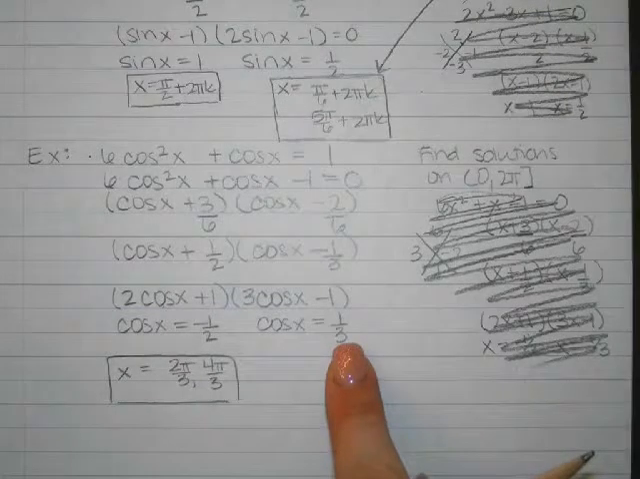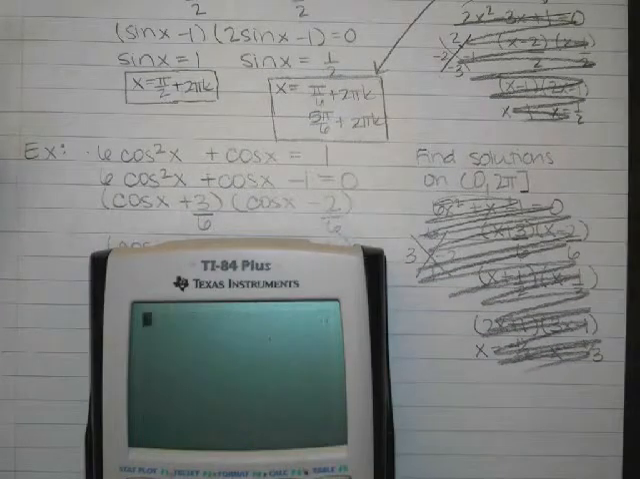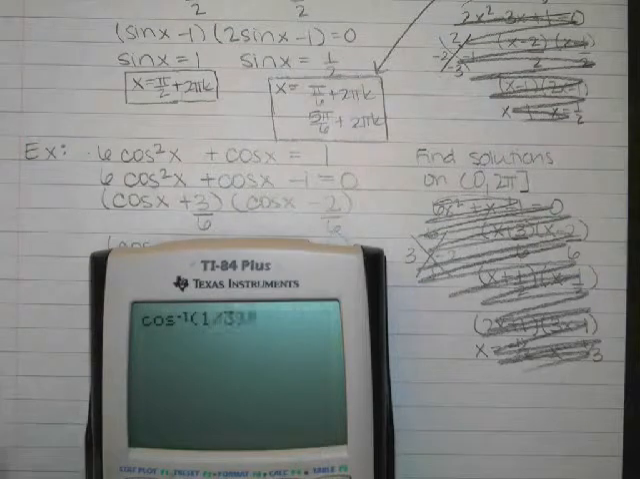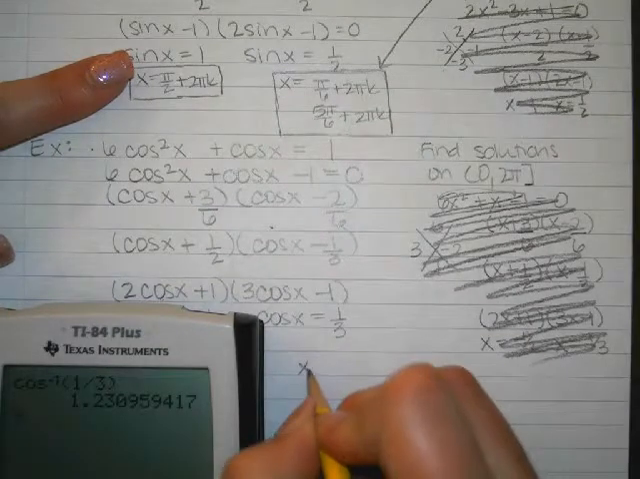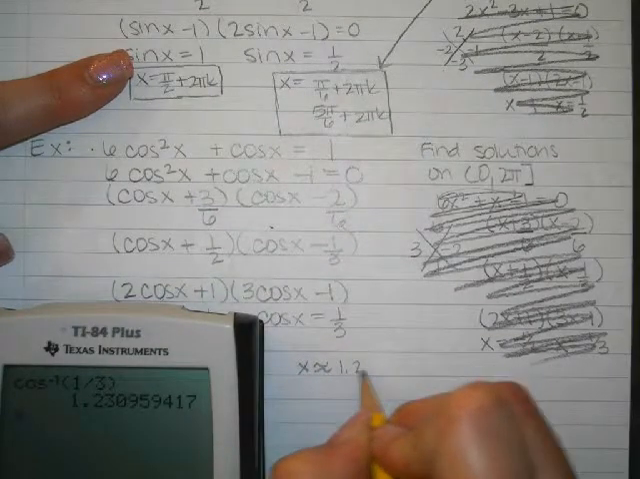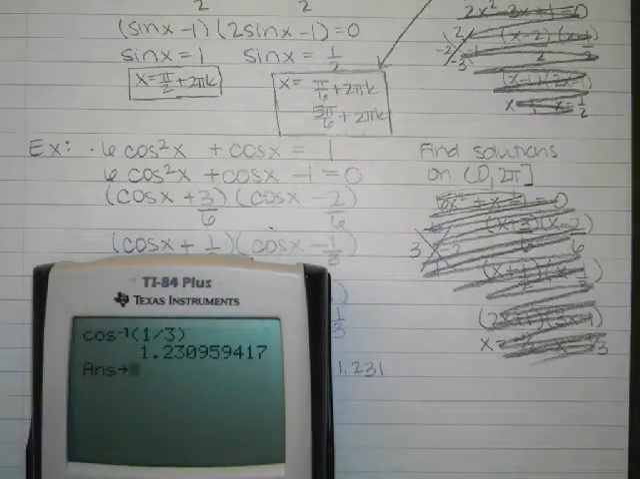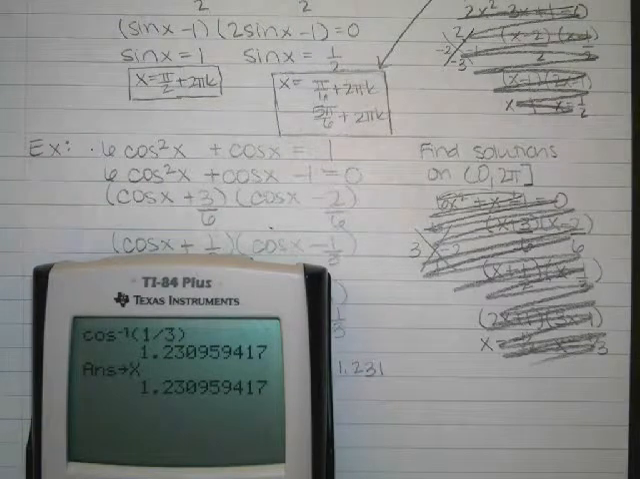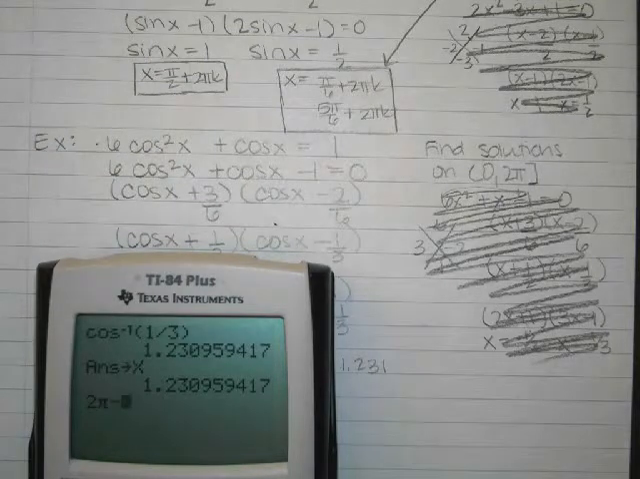Can we find this one on the unit circle? No, so we get our calculators out and make sure that we're in radians. And then what do I type? Cos inverse of 1/3. So there's my first answer. Okay, and what do I do with that decimal? Store it. I'm going to store that as x. And then how do I find my second answer? So 2 pi minus x.